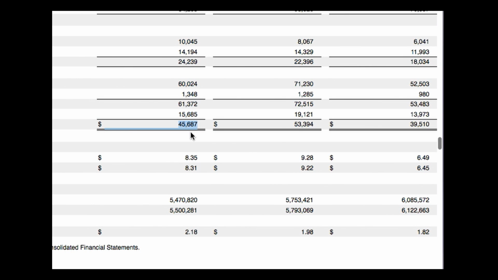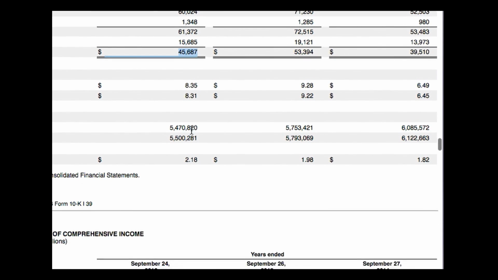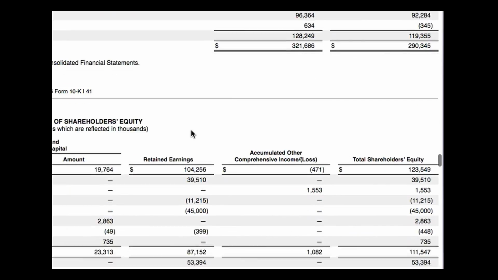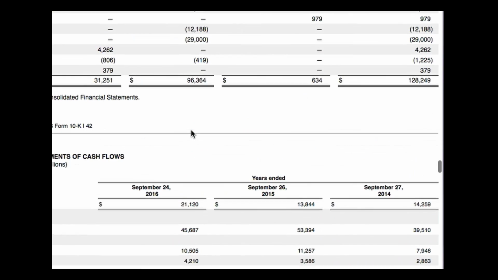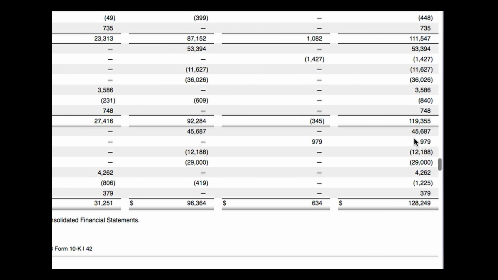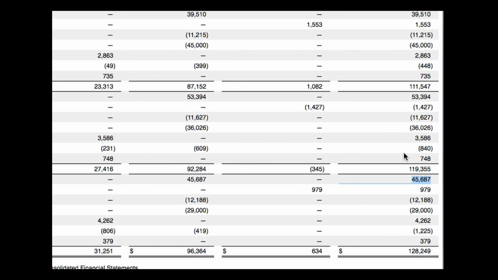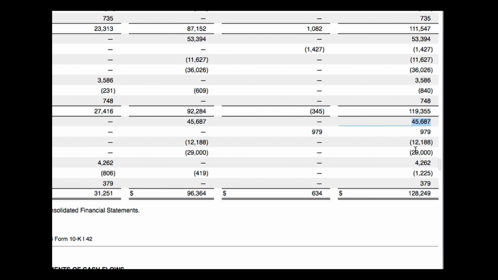So we see the 45,000 up there. We go back down to our equity statement, and we can see the same 45,000. So this is how it winds up in part of history right in the balance sheet. Above the 45,000, you'll see 119,000, and that is the beginning of the year equity. And at the bottom of that column, you see 128,000, whatever it is, and that is the ending equity.